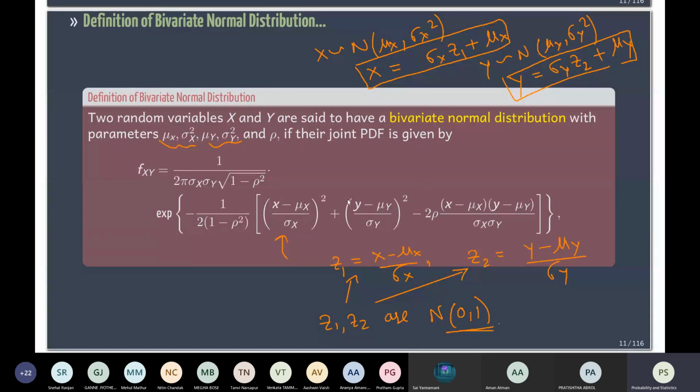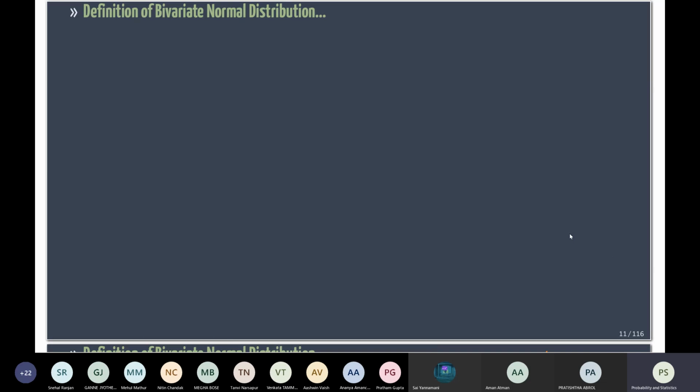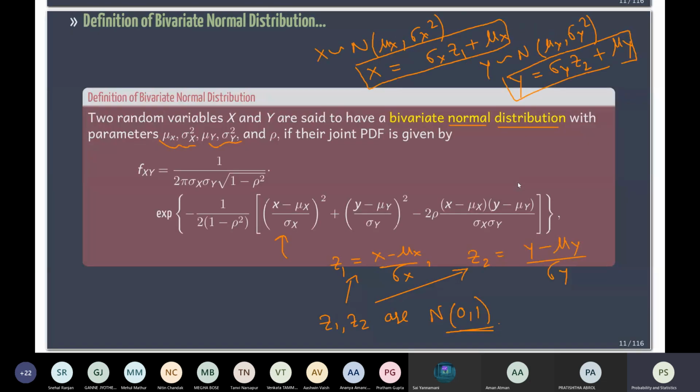Okay, so that was the reason why we started with the standard normal bivariate PDF, and now we are extending this to the general normal distribution. There are assumptions on sigma, obviously it should not be 0. What I'm trying to say is that it's enough to memorize only this one, and the general normal you can just find out by using the proper scaling.